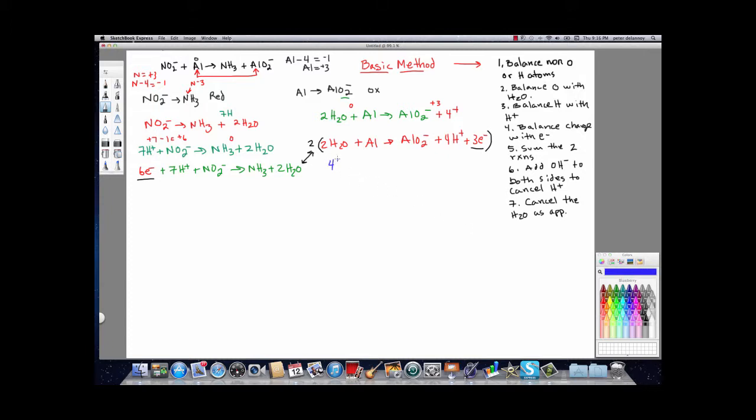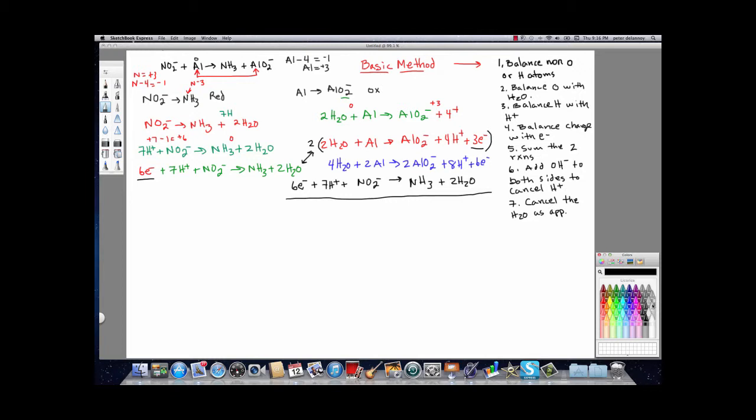It's going to be 4 H2Os plus 2 aluminums to make 2 AlO2 minuses plus 8 H pluses plus 6 electrons. Okay, now we should be ready to sum our reaction, so I'm going to put my other arrow right underneath this one and write the other equation underneath this so we can do canceling. So it'll be 6 electrons plus 7 H plus NO2 minus, and on the right side of the arrow we have the ammonia and 2 H2Os. Alright, we'll put a line under this.